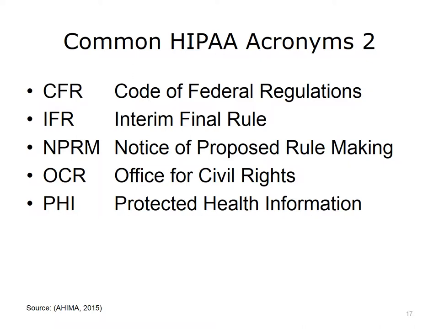NPRM stands for Notice of Proposed Rulemaking and represents the first publication that announces that there is going to be a new federal regulation. OCR is the acronym for the Office of Civil Rights, which has oversight responsibility for the HIPAA privacy and security rules. PHI is the acronym which stands for Protected Health Information, which refers to identifying information about the individual that HIPAA protects.